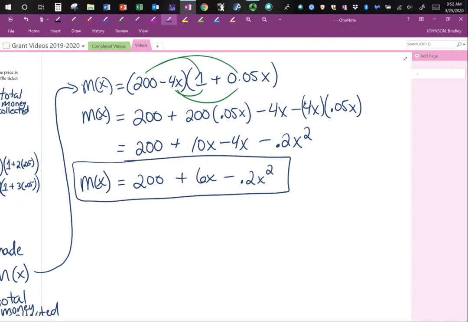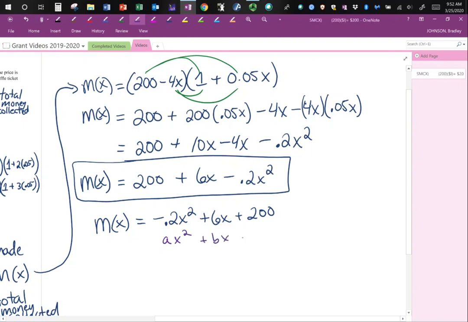Now we have created a nice quadratic function for us to work with. So, continuing on, it may be nice to write it as so. Negative 0.2x squared plus 6x plus 200. Now the reason I do this is because now I'm in ax squared plus bx plus c form. So a is negative 0.2, b would be 6, and then c is 200.